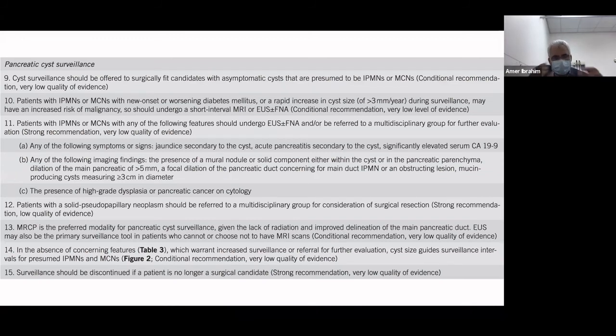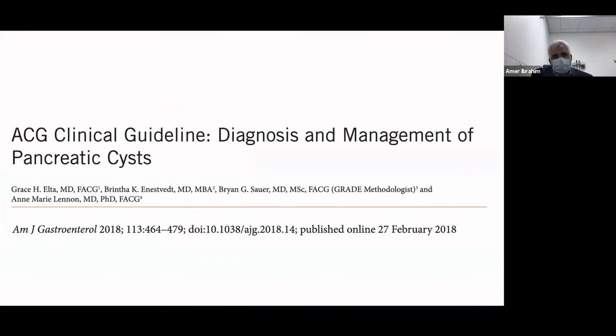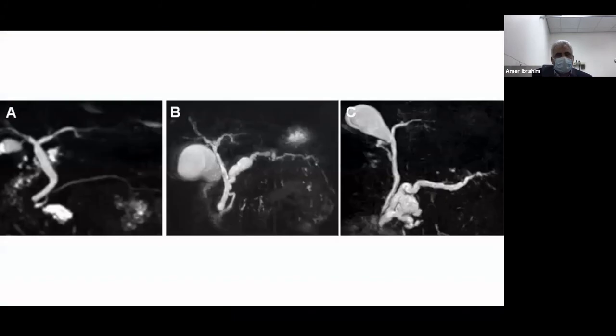One thing we need to tell the patient when we say to them, okay, you have side branch IPMN, which is this one, and which is A, and this is low risk for malignancy, and you have main duct IPMN, and this is a high risk for malignancy. The patient may ask, okay, what do you mean low risk for malignancy?